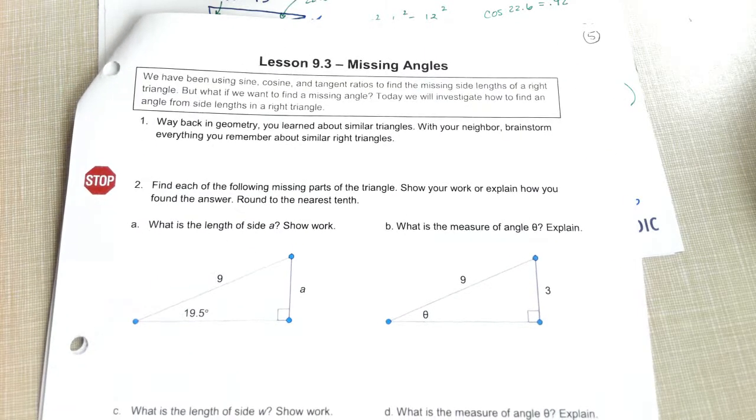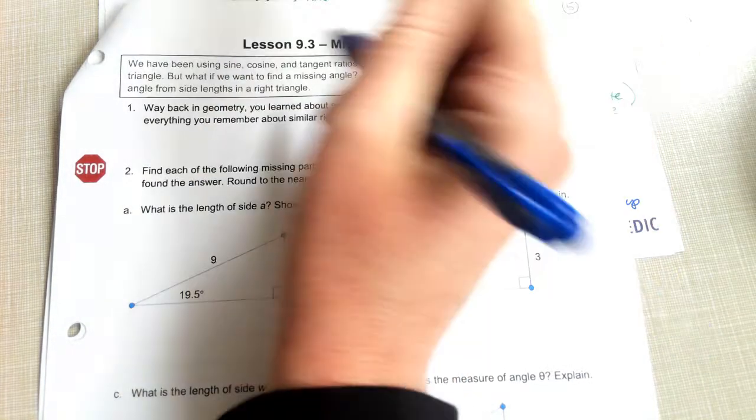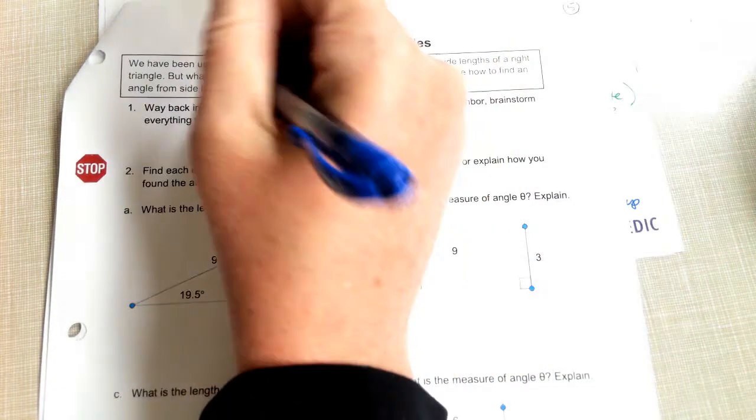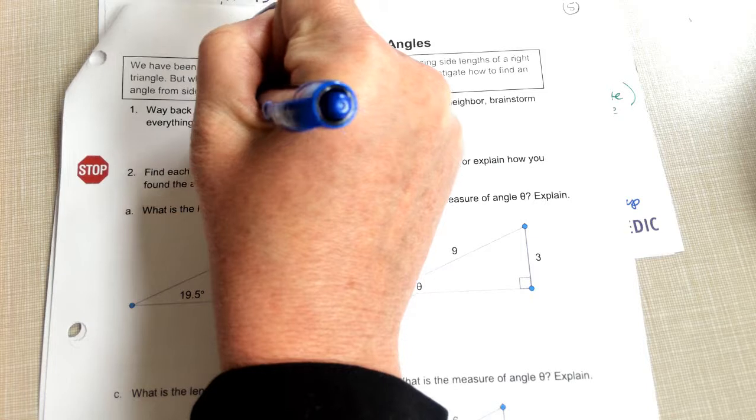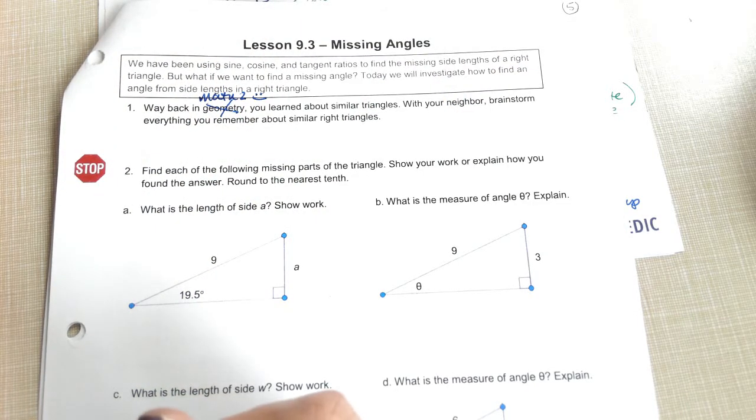All right, so we have been using sine, cosine, and tangent ratios to find the missing side lengths of a right triangle. But what if we want to find the missing angle? So again, this was another piece that you guys were struggling with that I wanted to revisit before your test. So way back in geometry, well, for us it was in this class, math 2, and not even way back when, you learned about similar triangles.